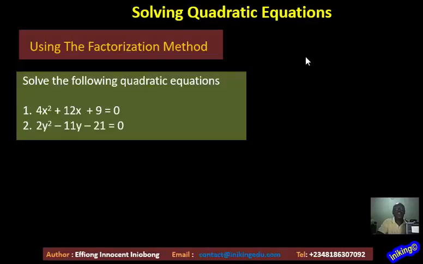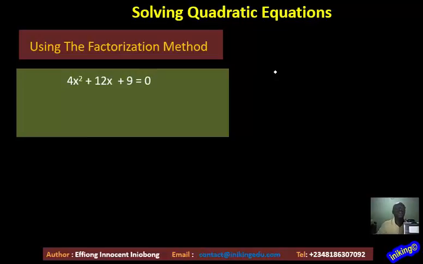That is the last video clip on using the factorization method to solve quadratic equations. On the board we have two equations here. 4x squared plus 12x plus 9 is equal to 0. And then 2y squared minus 11y minus 21 equal to 0. Let's take them one after the other.